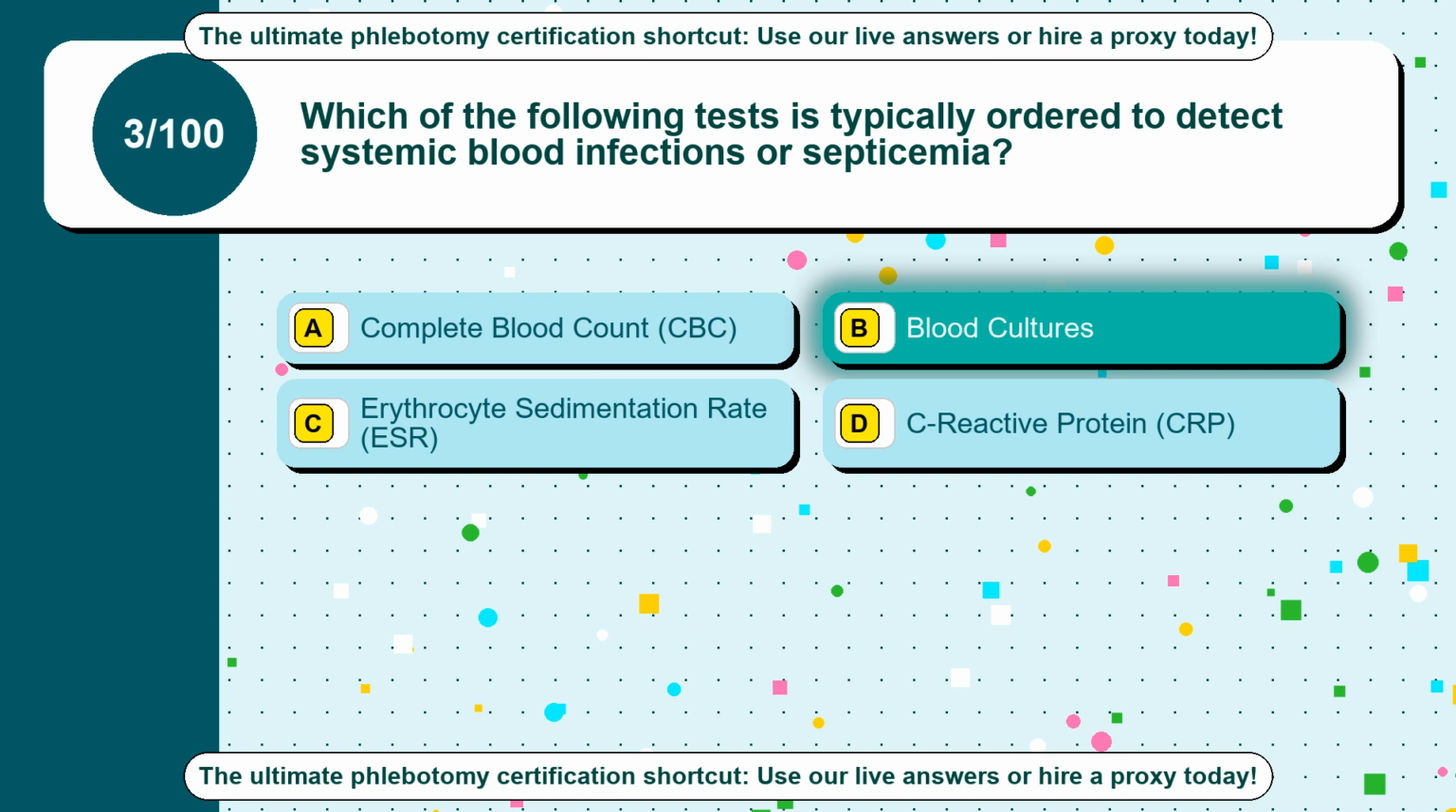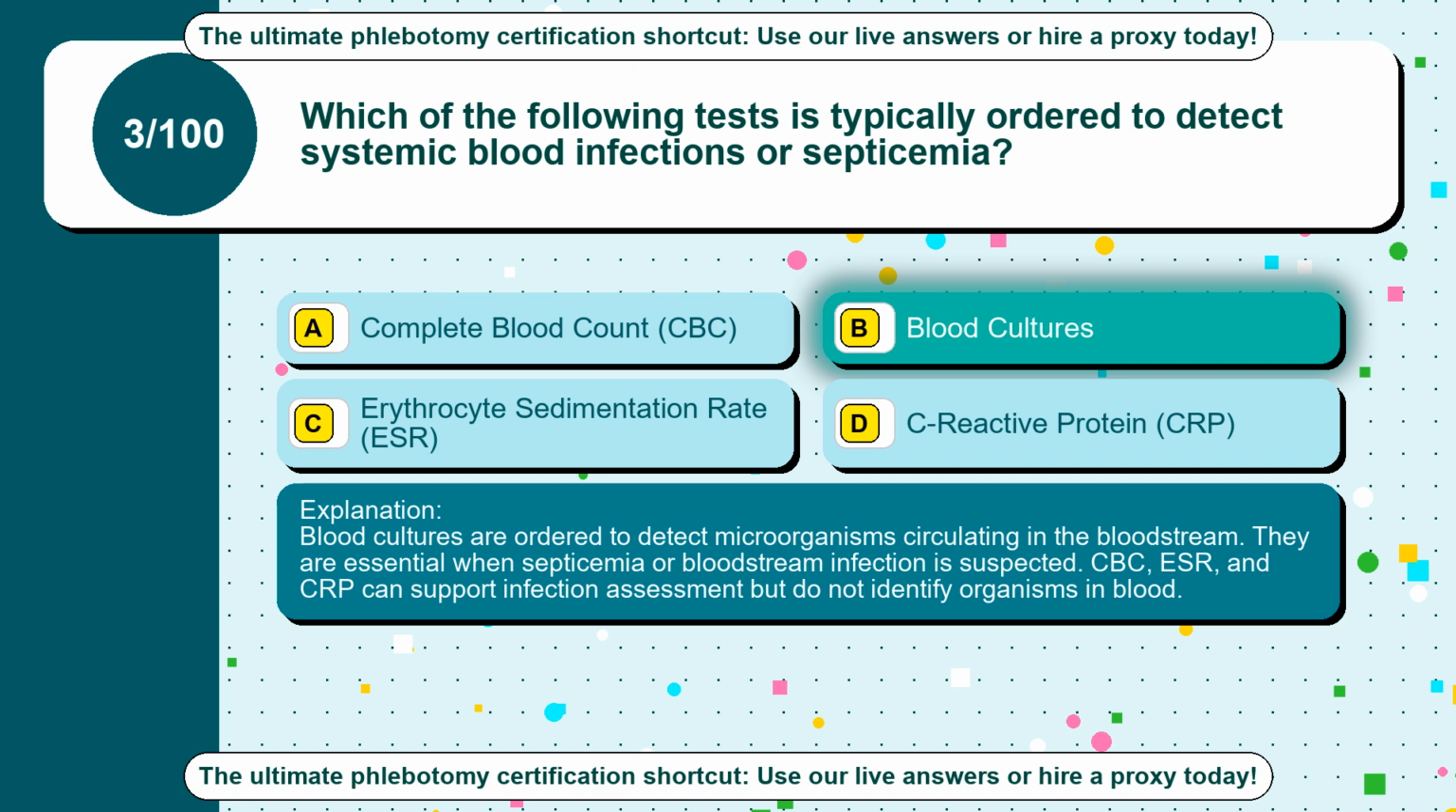Blood cultures. Blood cultures are ordered to detect microorganisms circulating in the bloodstream. They are essential when septicemia or bloodstream infection is suspected. CBC, ESR, and CRP can support infection assessment but do not identify organisms in blood.